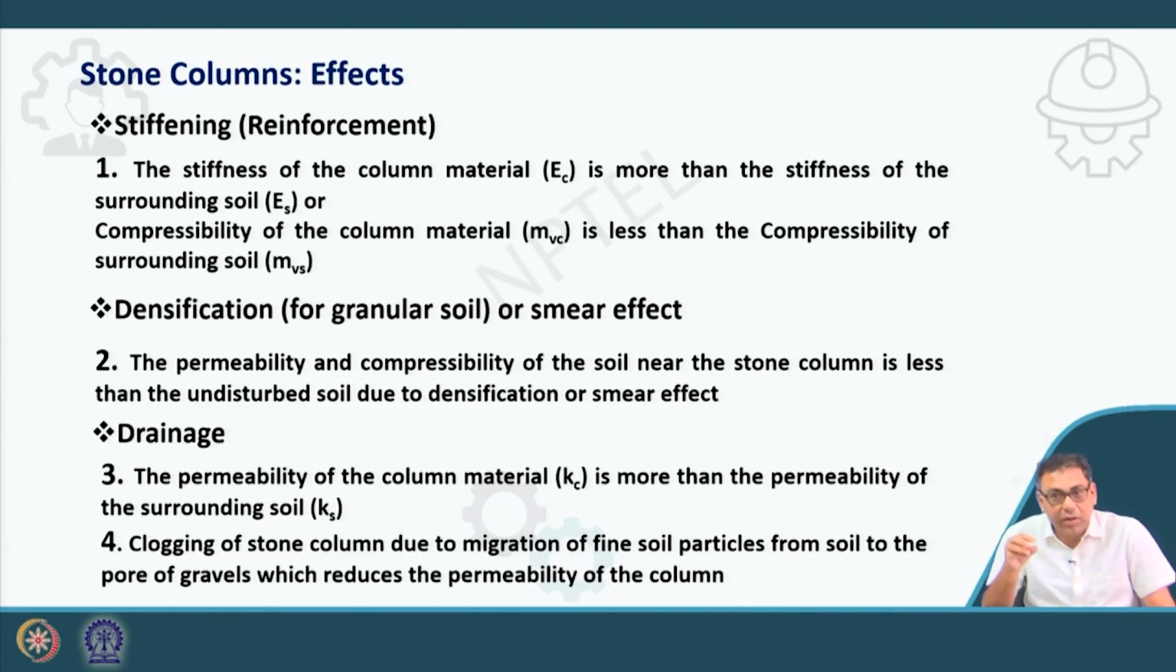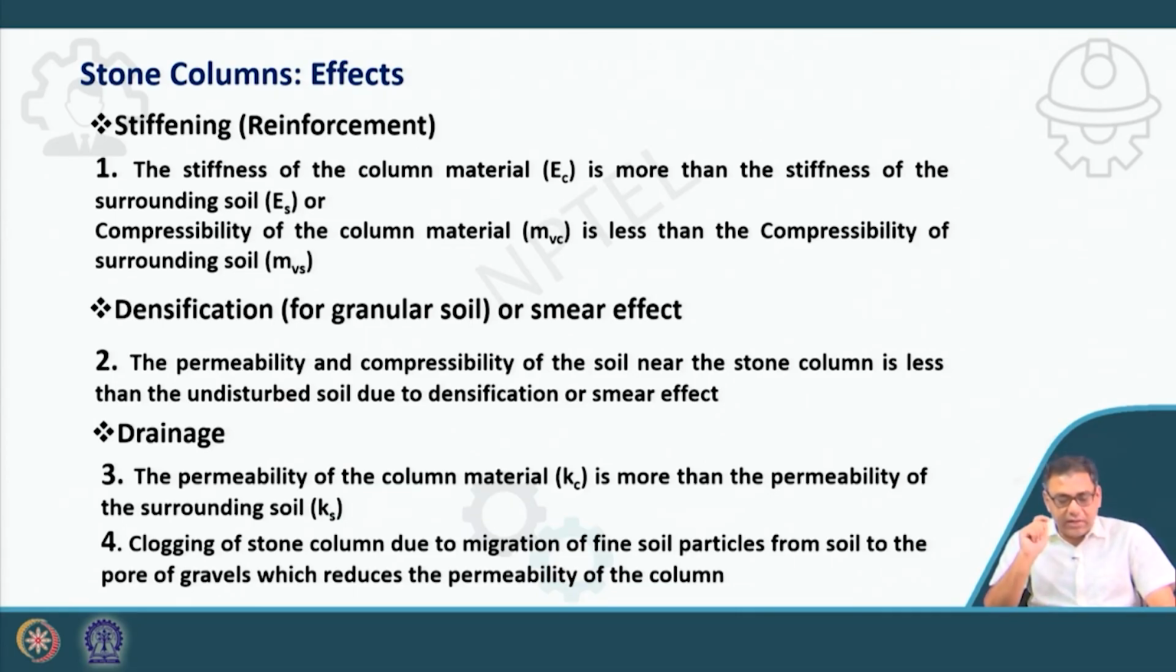Because here we are putting stones inside the soil, the stiffness of the material is more than the stiffness of the surrounding soil. That is for reinforcement function effects. Next one is the densification, and that is for granular soil, which is sometimes called the smear effect.